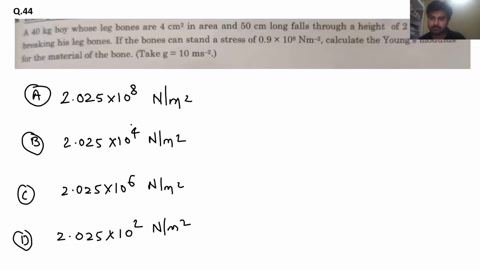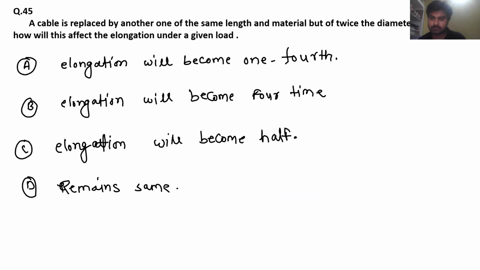Any other good question is there? 45. Okay, 45 is simple. Question is telling a cable is replaced by another one of the same length. There was a cable, it is replaced by another with the same length, but now the diameter is twice. So what will be the effect on elongation? Elongation is equal to delta L. So we have to find the relation of delta L with diameter. That's it. I know F by A is equal to Young's modulus into delta L upon L.